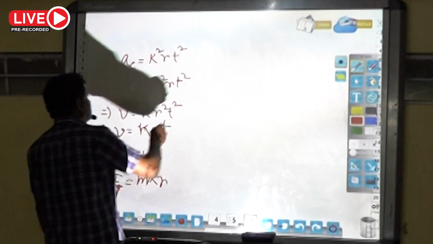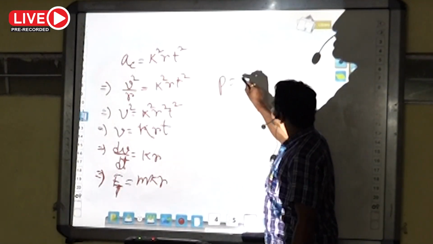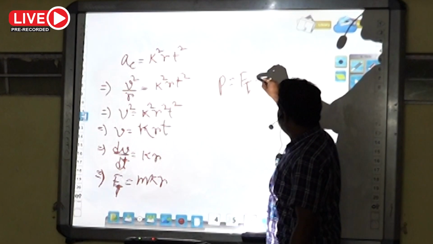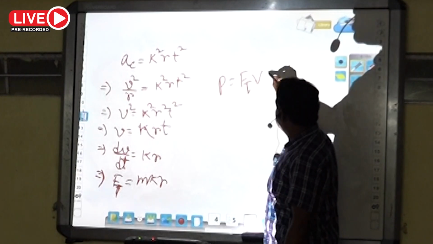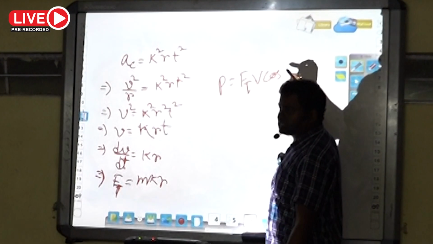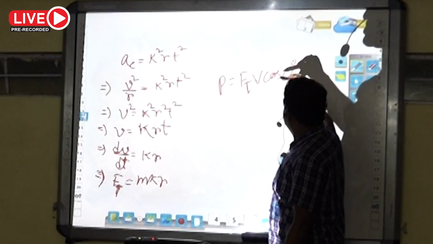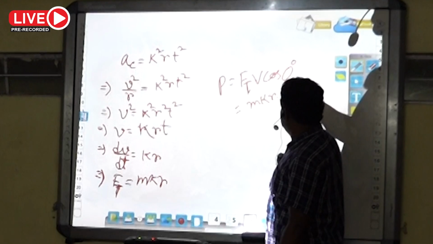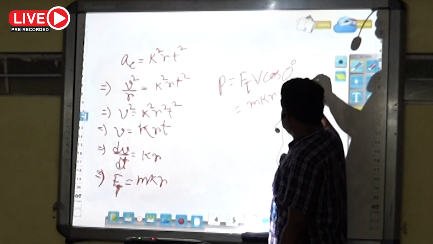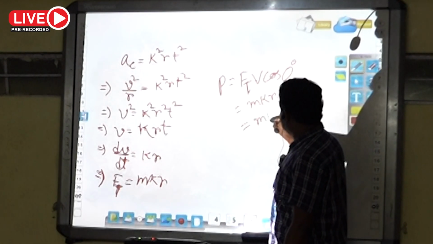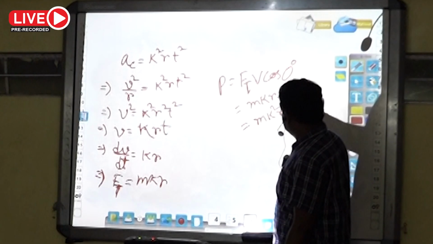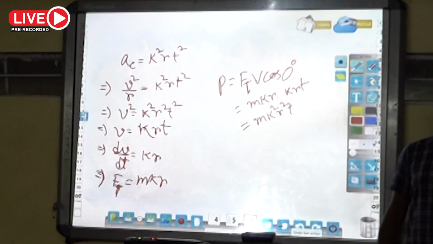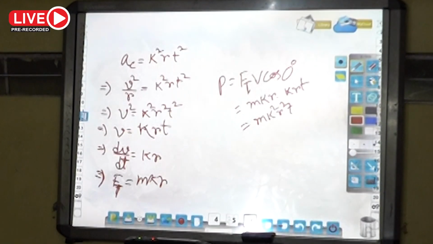So what is instantaneous power? P equals this tangential force into velocity into cos theta, both are along the same direction. So m k r into k r t, that is m k square r square t. This is the instantaneous power, m k square r square t.